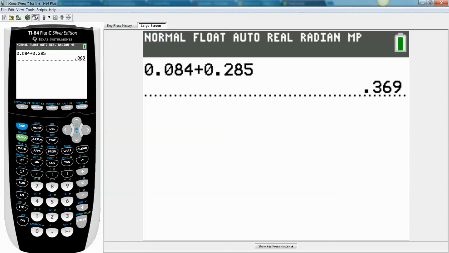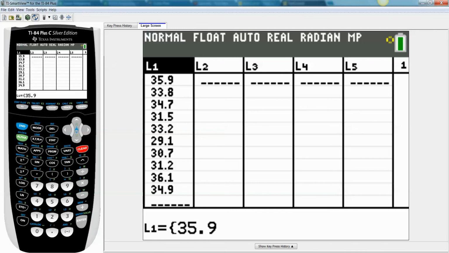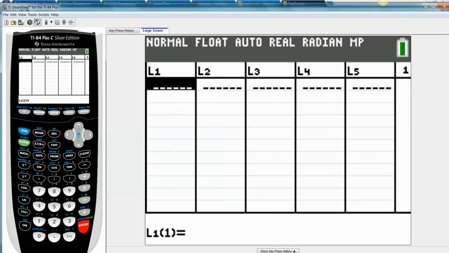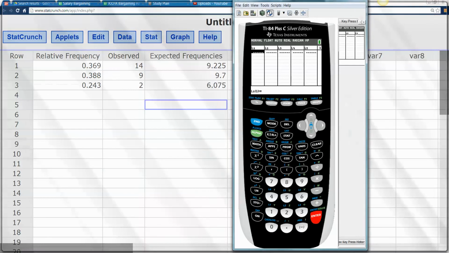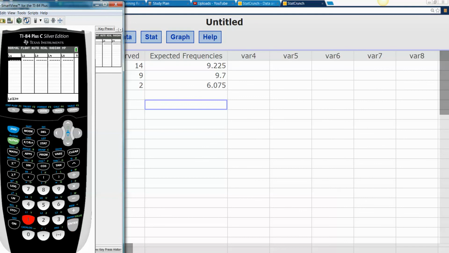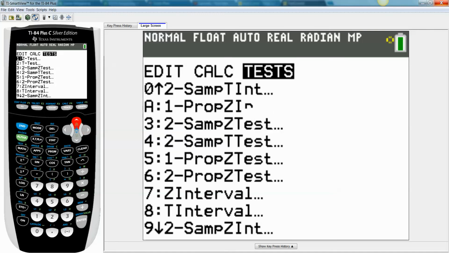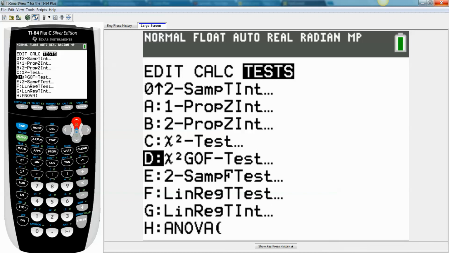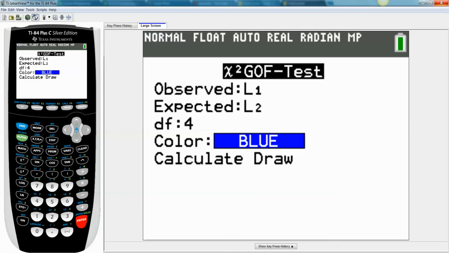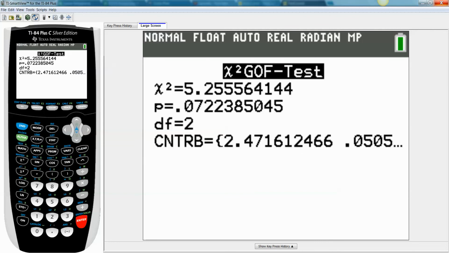Now, if you're on a calculator, you'd go Stat, Edit, and clear any old data you have. Type in your observed values, which were 14, 9, and 2. Then type your expected, 9.225, 9.7, 6.075. Then you go to Stat, to the right to Tests, and down at the bottom there's the chi-square GOF, Goodness of Fit test. Only people with a TI-84 can do this, but there you have it. Our observed was in L1, our expected was in L2. Our degrees of freedom is only 2 because it's the number of categories minus 1, and we only had 3 categories. Then you go down to Calculate, Enter. And there it is, 0.0722 for your p-value, just like it was when you did it with StatCrunch.